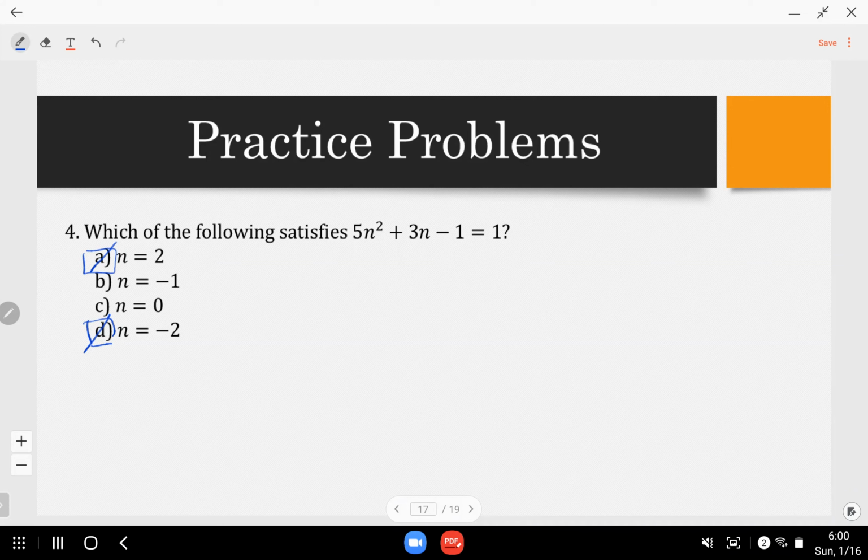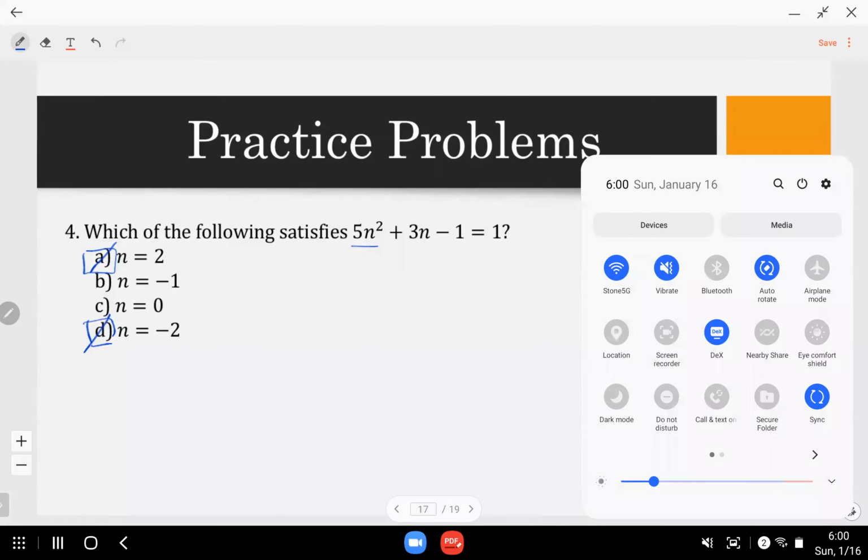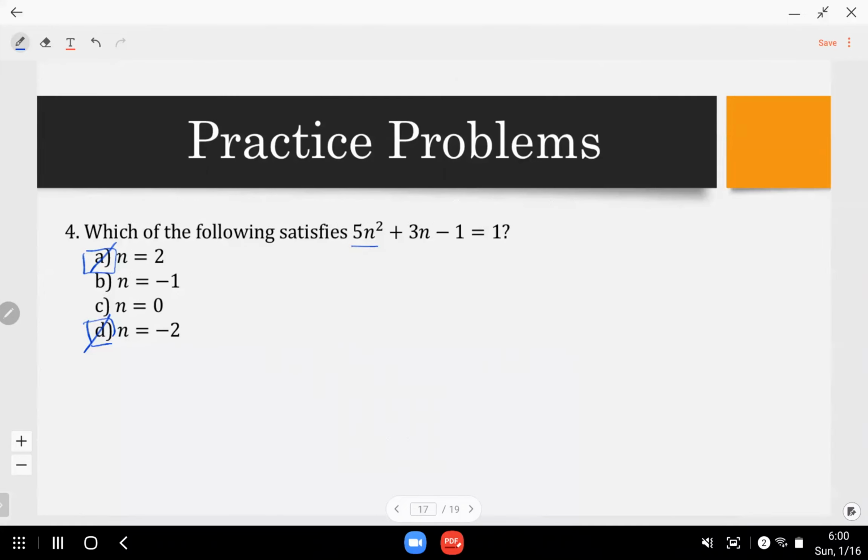And then you subtract a measly 1. How's that going to be equal to 1? Obviously, it's not going to be equal to 1. And of course, if -2 won't work, then obviously 2 won't work. Because again, this is also going to be 20, then instead of subtracting 6, you're going to be adding 6. Then you're going to have 26. And again, you're going to be subtracting a measly 1. That's, of course, not going to be equal to 1.